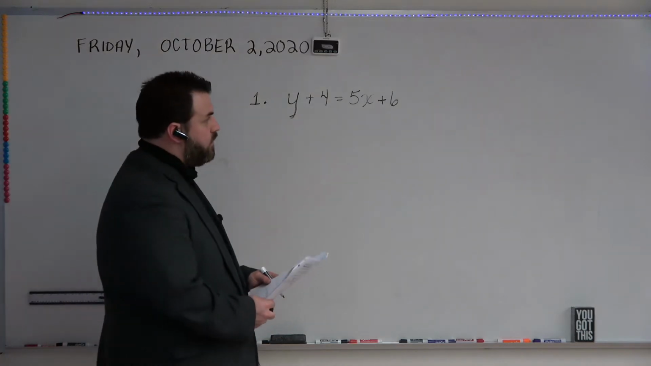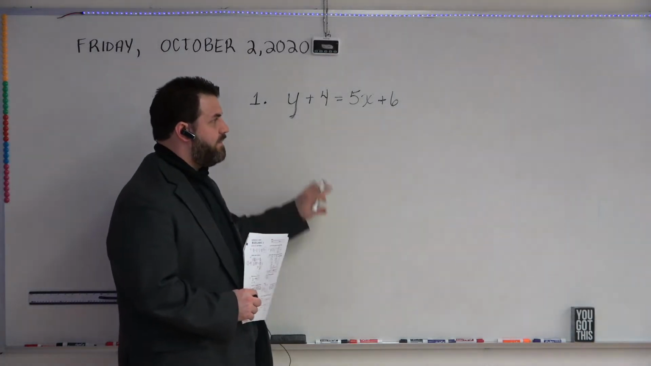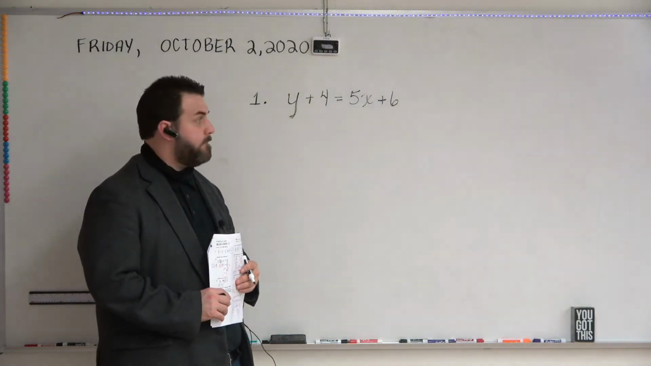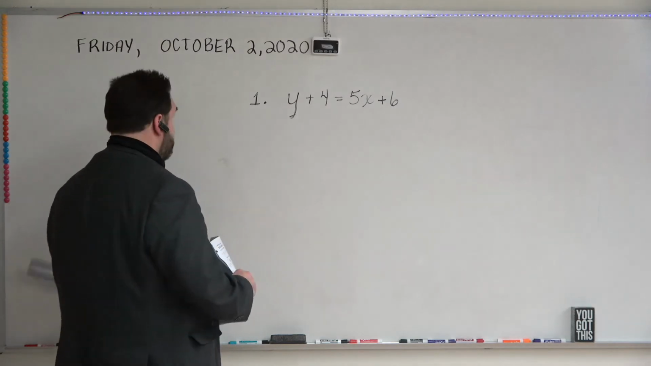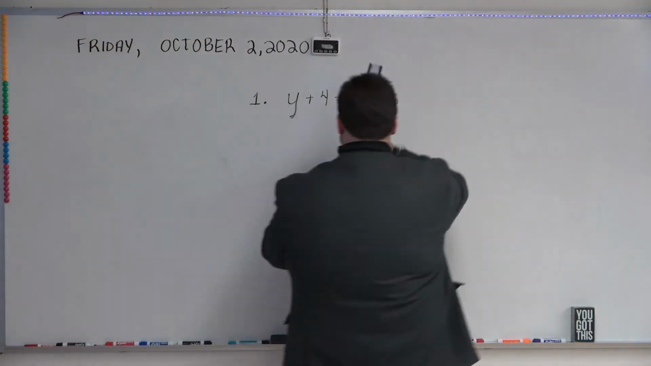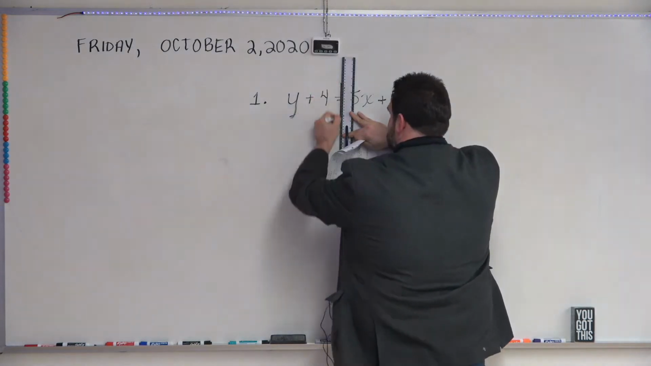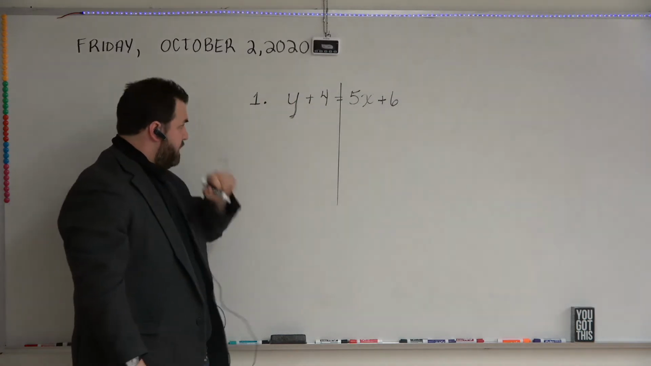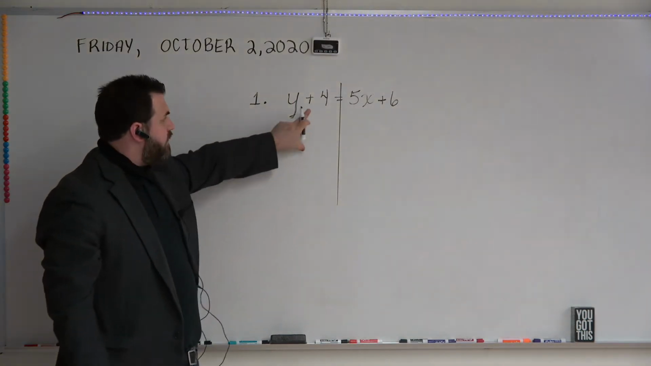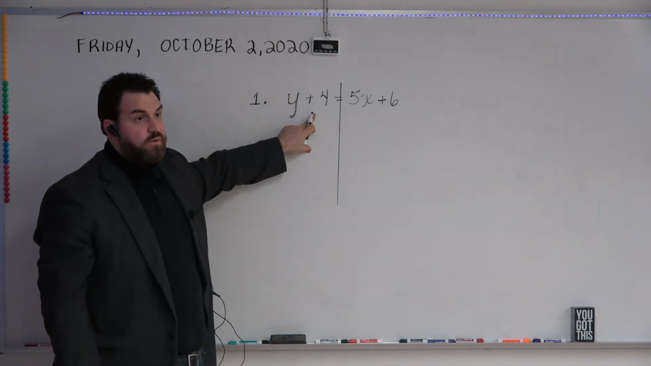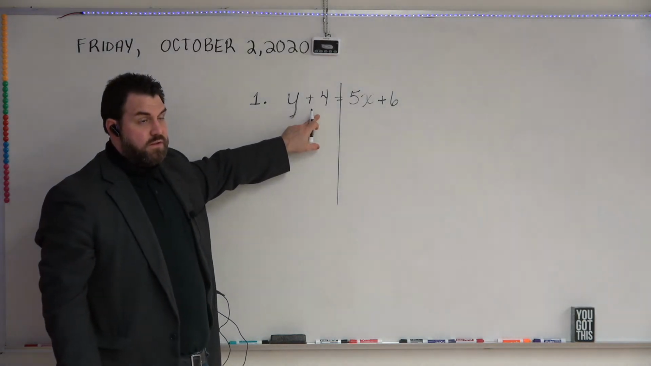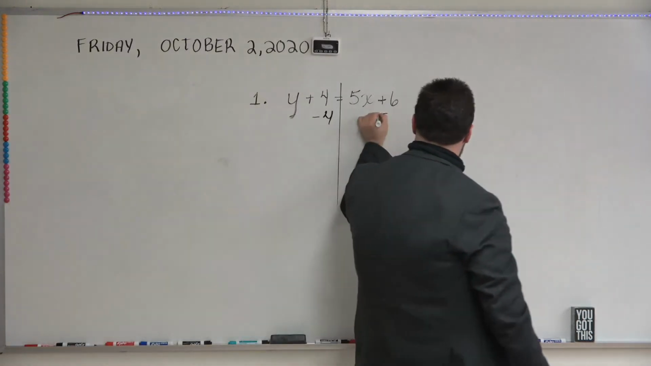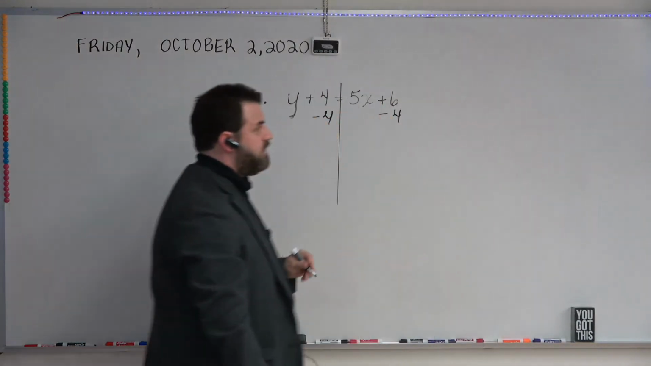What's my first step to getting y by itself? Well, here's the very first step. We're going to take our straight edge and draw a vertical line. That's going to help us keep everything in order. Now I want y to be by itself. Right now we have y plus 4. So what should I do to get rid of this plus 4? Minus 4. Very good, sir. Minus 4 on both sides, so we keep the equation in balance.